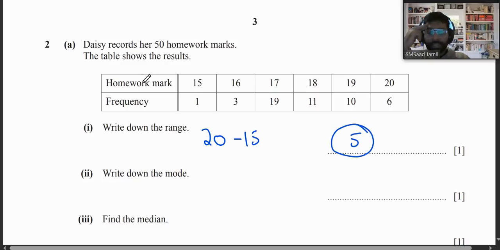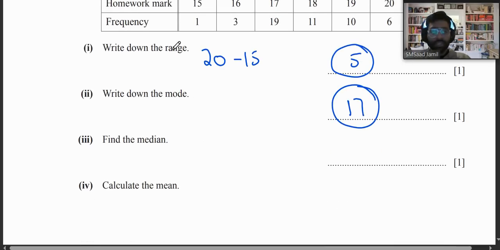Okay. Next part it says write down the mode. Look, mode is the number that occurs the most. So if you look at this question, 15 occurs 1 time, 16 occurs 3 times, 17 occurs 19 times, 18 occurs 11 times. So 17 is the number which is occurring the most. So mode would actually be 17.